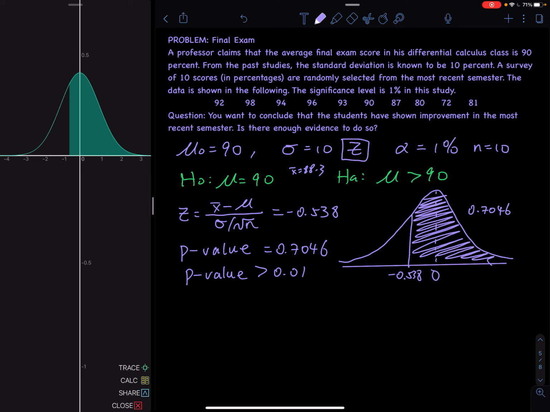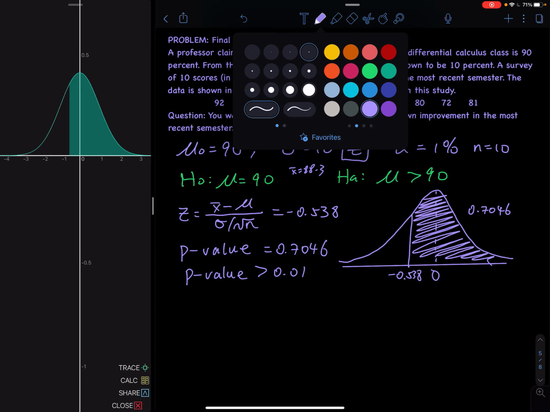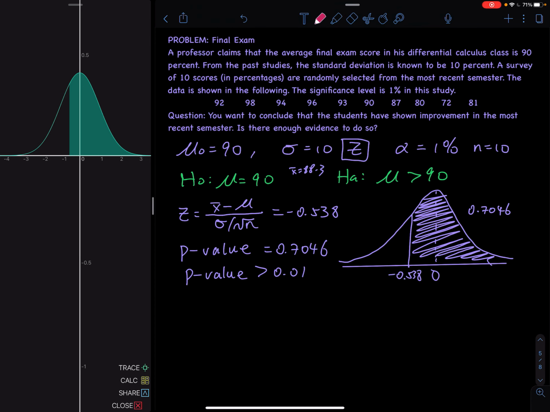How about the 1%? Where is the 1% rejection region? So the 1%, let me do that in red. The alpha is area, right? So the 1% is right over here. This is the cut for the z, and the 1% is right here, 0.01. Since this is outside the rejection region, we fail to reject the null hypothesis.